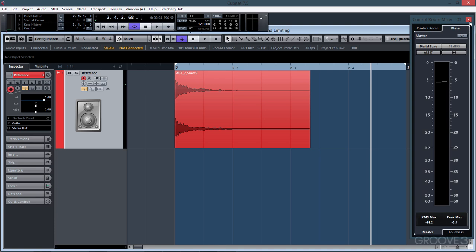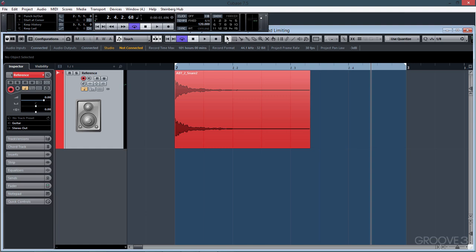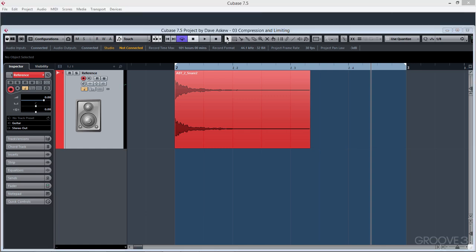And this will be something useful to know in the next section when we start taking a look at our compressor plugin. So take a break and we'll be right back with compression.